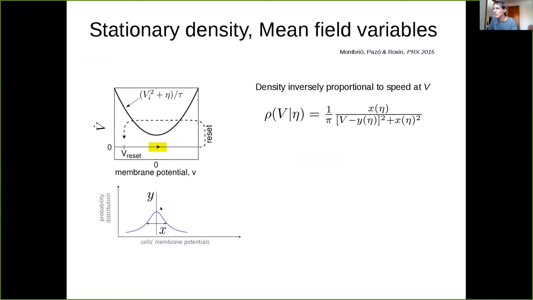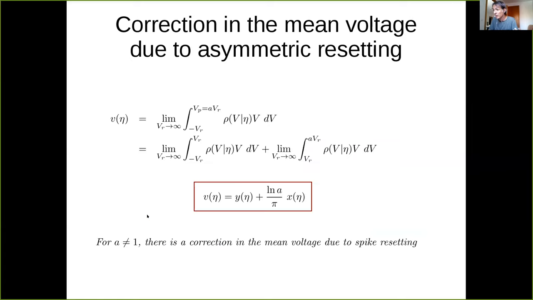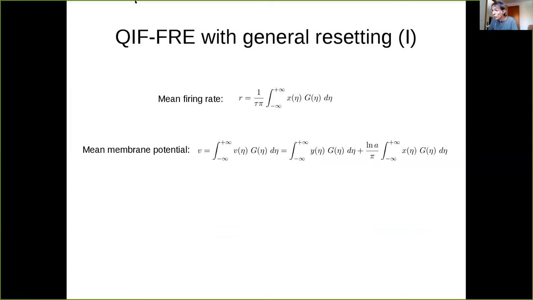We assume that the density is Lorentzian, and this assumption is because the density must be inversely proportional to the speed of the neurons for the density to be stationary. But then there is another trick, which is that one needs to solve this integral in order for the continuity equation to become low dimensional.